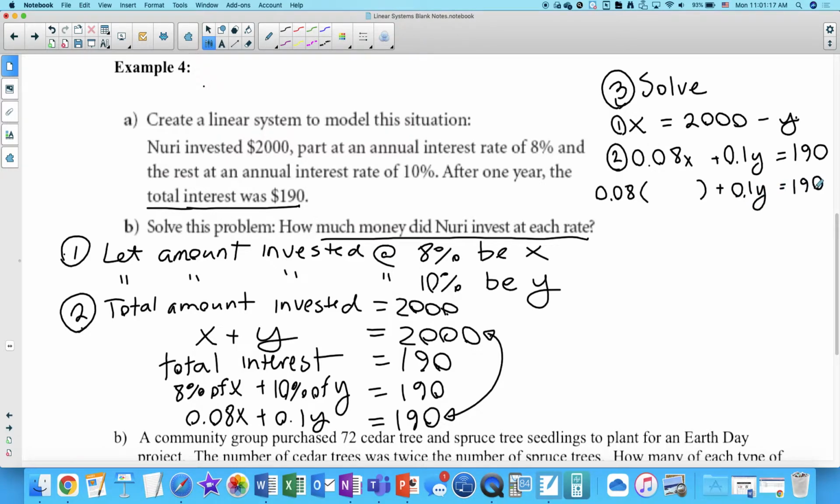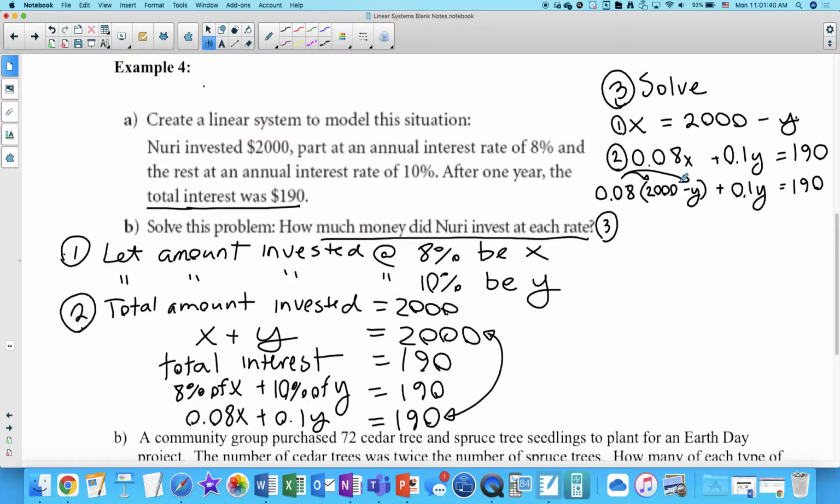Right? And in here I'm going to put this, 2,000 minus y. Okay? And now we have to just solve it. So this is step 2. Now we have to solve. So we're going to distribute, collect like terms, all of that jazz.